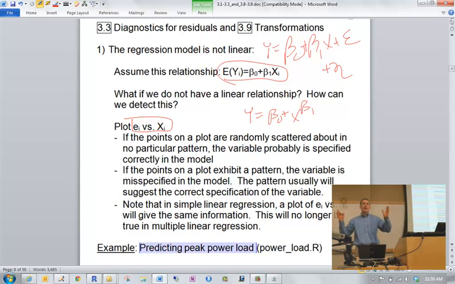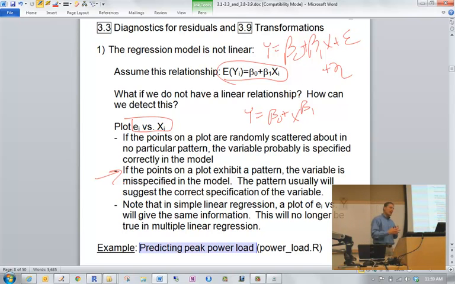There's really no evidence against your linear assumption. If, however, there's a certain pattern amongst those residuals, that's when you need to start being worried that maybe there's something wrong with this linearity assumption that you had. And we'll discuss shortly why patterns are important to look for.